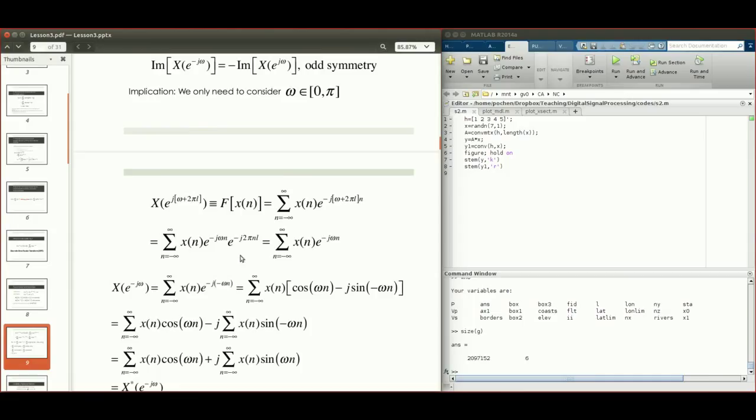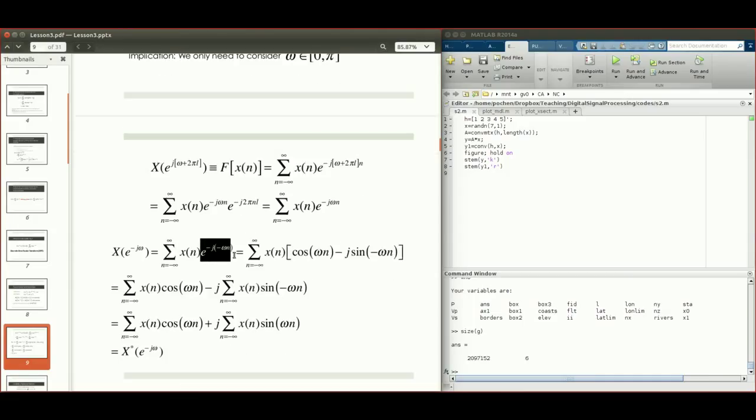So if you change omega to minus omega, you get this thing. Don't forget about Euler's formula. We can replace this complex exponential with Euler's formula. So it's x[n] times cosine of minus omega n, but because the cosine function is an even function, cosine of minus omega n equals cosine omega n. And then subtract j times sine of minus omega n, because we know that the sine function is an odd function. So later on we can move this minus sign outside.